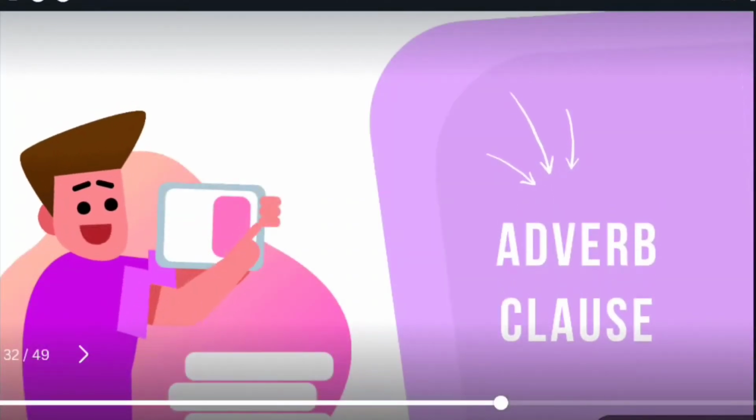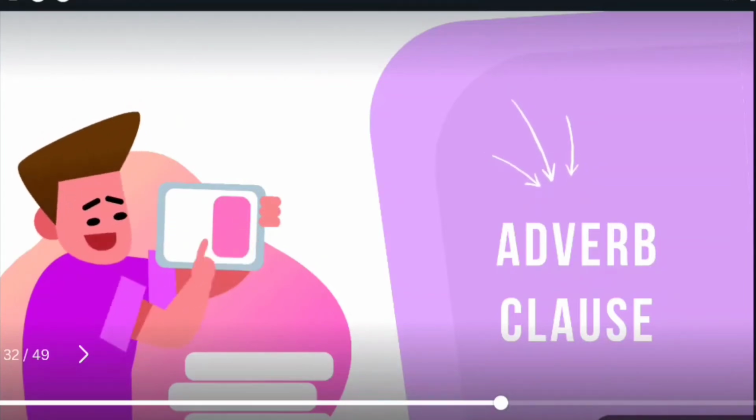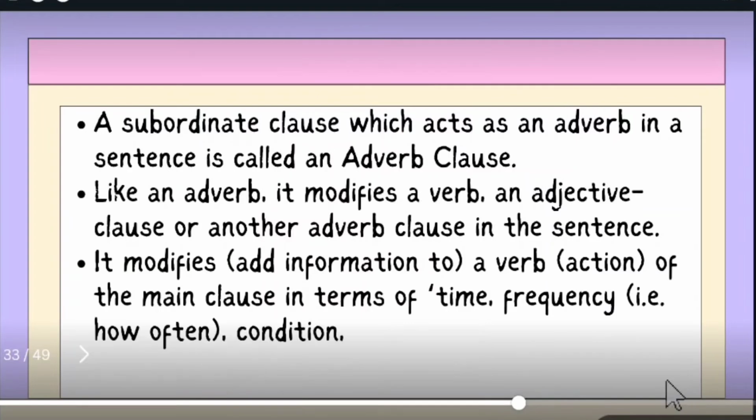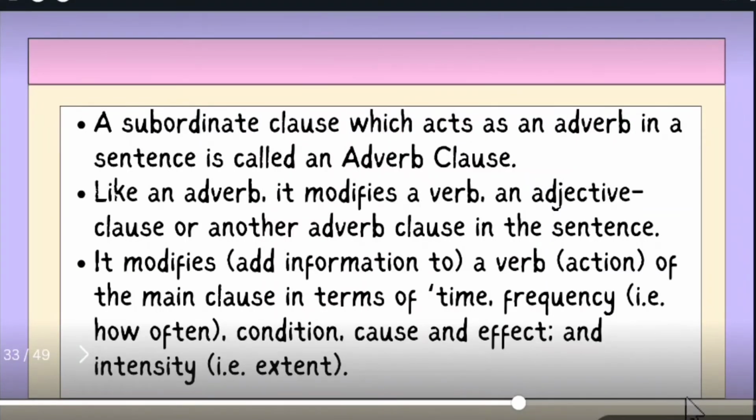Hello everyone. Today let's learn about adverb clauses. What is an adverb? We know that an adverb is a word used to describe an action or an adjective or another adverb. So what is an adverb clause?